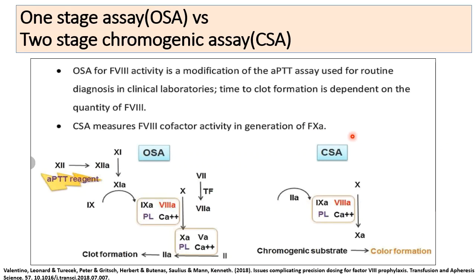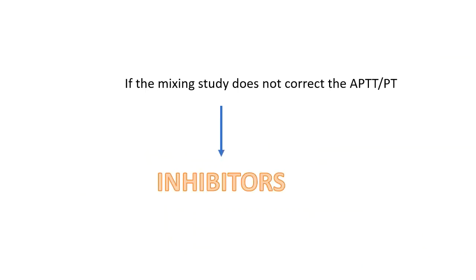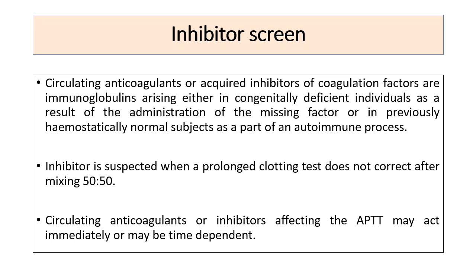So the next scenario is if the mixing study does not correct the PT or APTT at all, then what you will have to suspect is the role of inhibitors. Now, circulating anticoagulants or acquired inhibitors of coagulation factor are immunoglobulins that arise in congenitally deficient individuals as a result of the administration of the missing factor, or in previously hemostatically normal subjects as a part of an autoimmune process. So the inhibitor is suspected when a prolonged clotting screen does not correct even after mixing, and circulating anticoagulants or inhibitors affecting the APTT may act immediately or may be time dependent.